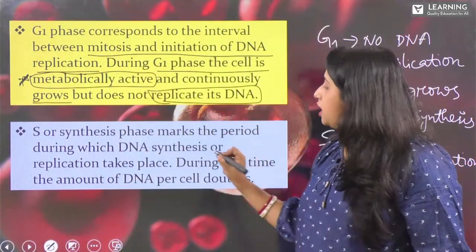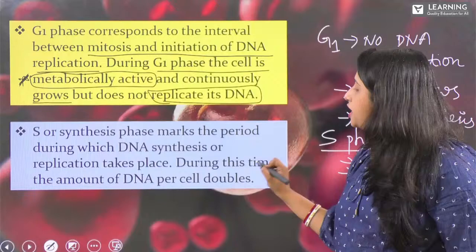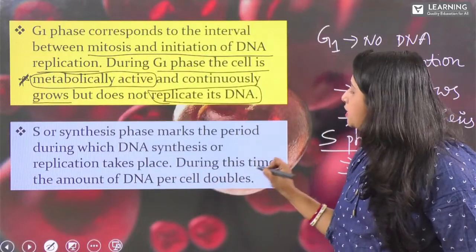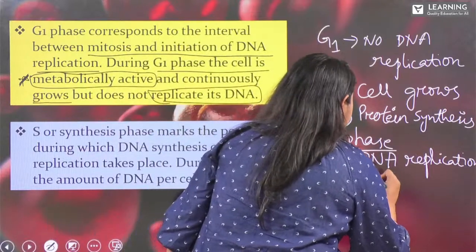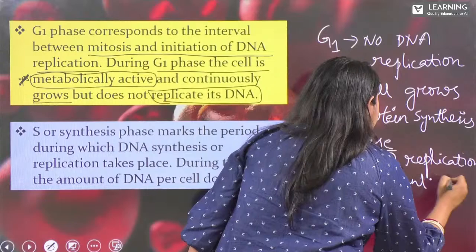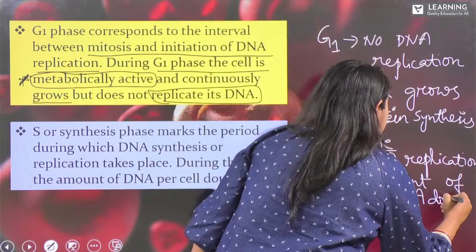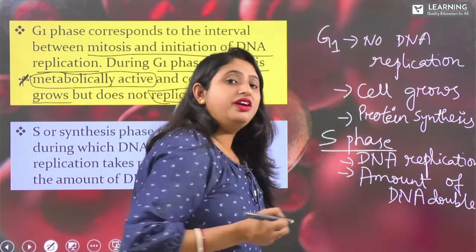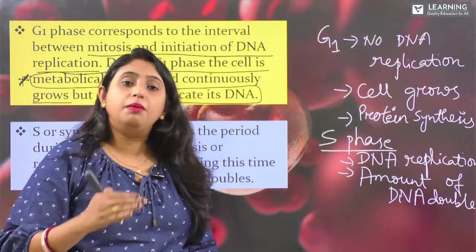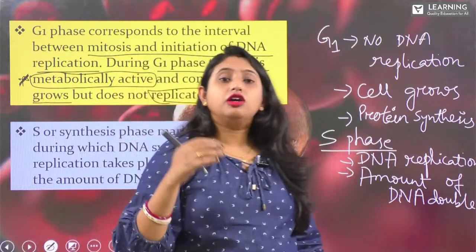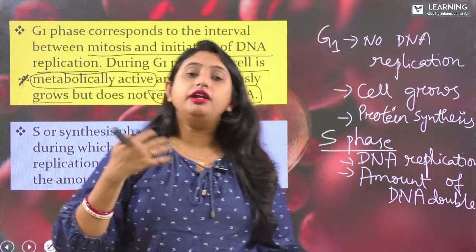It marks the period during which DNA synthesis or replication takes place, and during this time, the amount of DNA per cell doubles. So the amount of DNA increases. Remember, in the cell cycle or cell division, the chromosome number remains the same, but only the DNA doubles its amount.